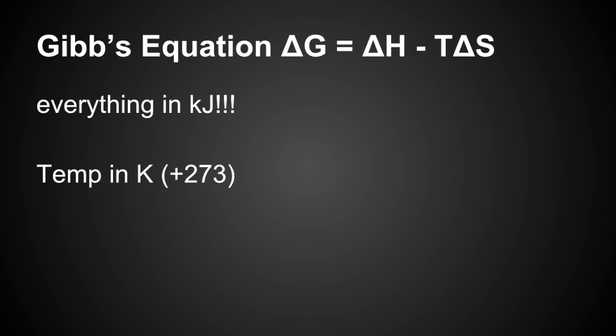So for the Gibbs equation, put everything into kilojoules. So delta S is in joules per Kelvin per mole, so get them into kilojoules by dividing by 1000. And remember, the temperature is in Kelvin, so you have to add 273 onto the degrees C if it's given in Celsius.